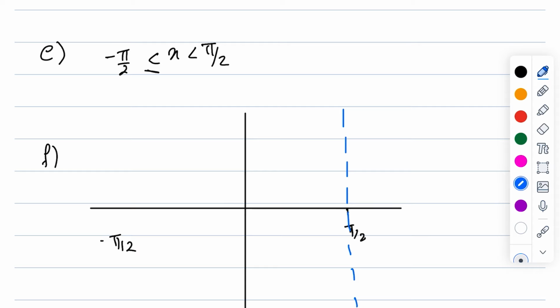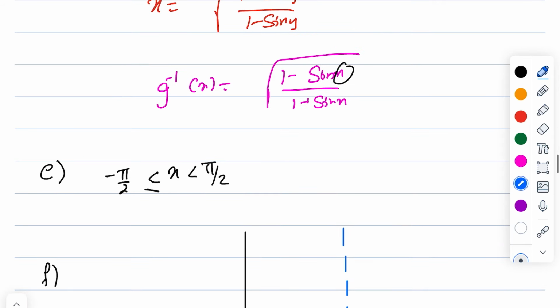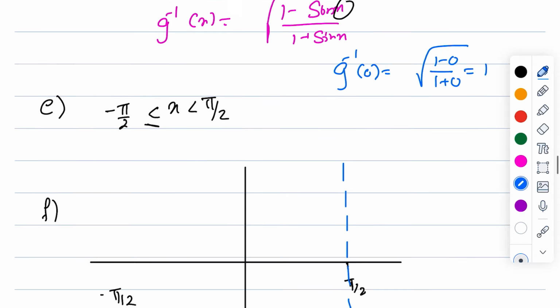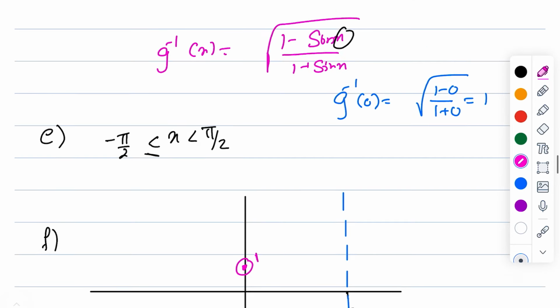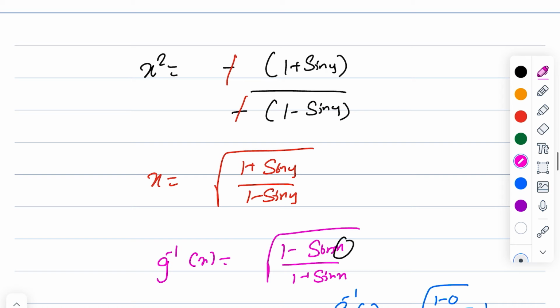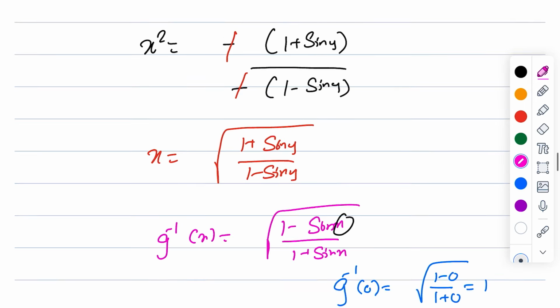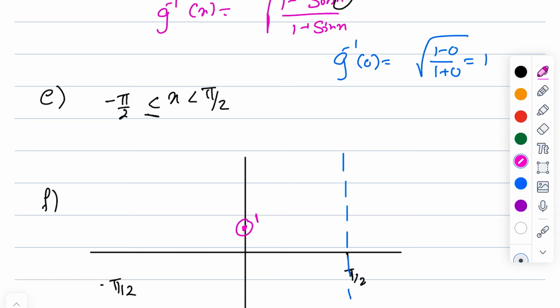This is a vertical asymptote, and when I plug in 0, g inverse of 0 will give me square root of (1 minus 0) by (1 plus 0), which is 1. So (0, 1) is one point. We have already learned that the g inverse of x domain has been found, and as it goes to positive pi by 2, it becomes positive infinity. So it will be somewhere over here.